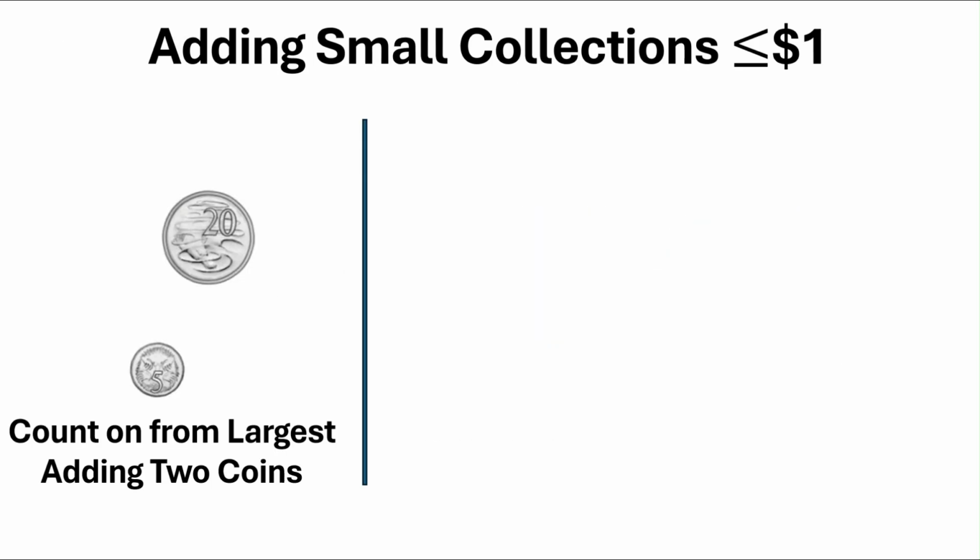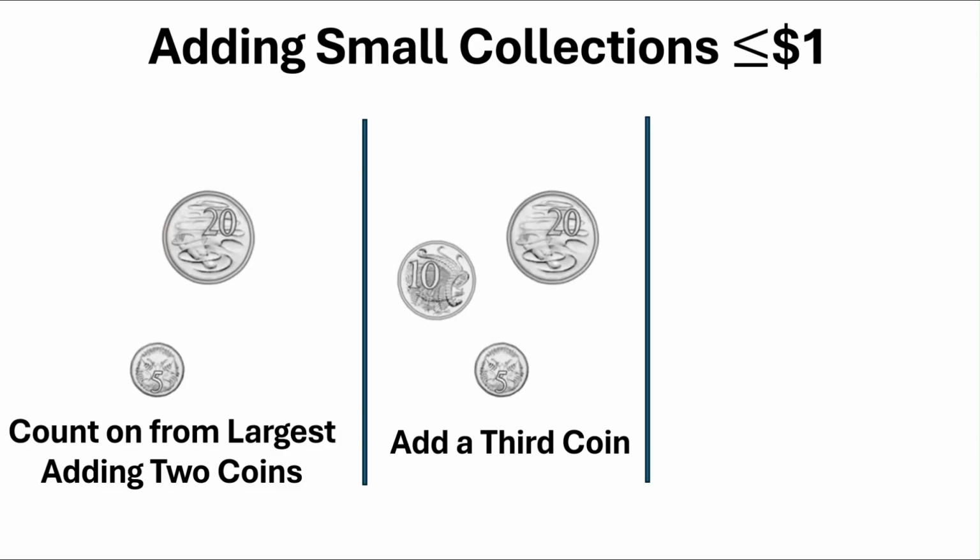So when we're looking at adding small collections less than or equal to $1, the very first protocol is adding 2 coins. Whenever I've done this with students, I always do the count on from largest strategy. So we've got 20 cents and 5 cents. I might say, all right, we're going to count on from largest. We're going to start at 20 and count on 5 more. We've got 25 cents. So adding 2 coins together is the first protocol.